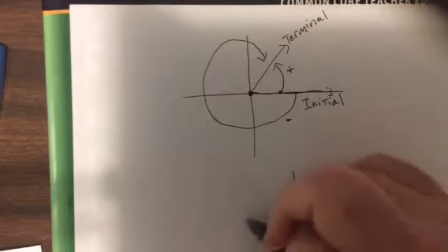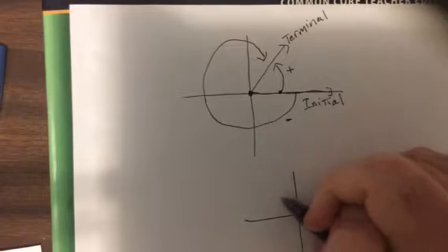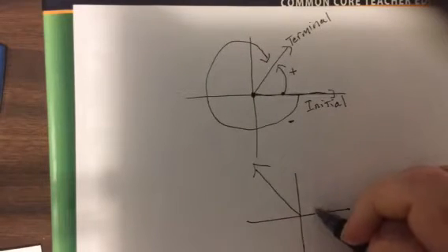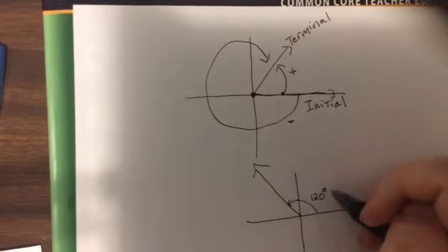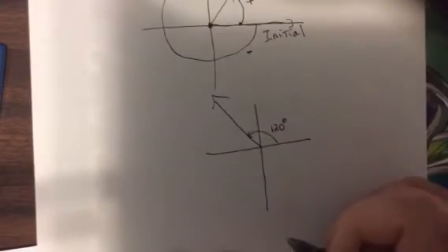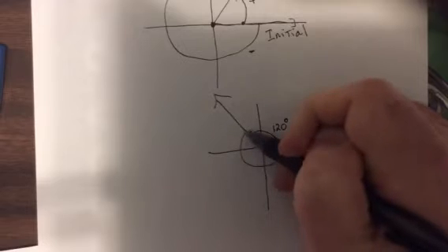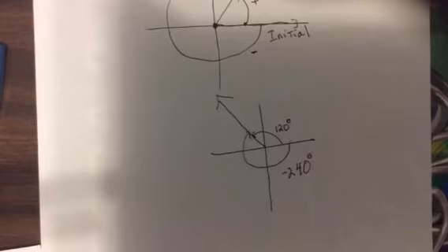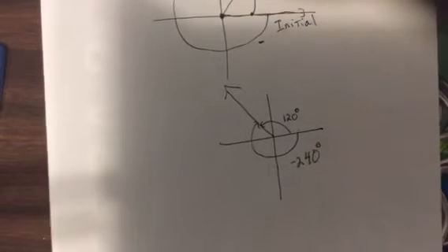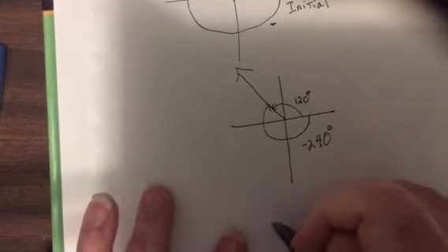So, if I told you that this, and I'm just making this up, is 120 degrees, then another angle that goes with that would be negative 240. Now, we're going to talk more about that tomorrow. Today, I want to focus on something called quadrantal angles.